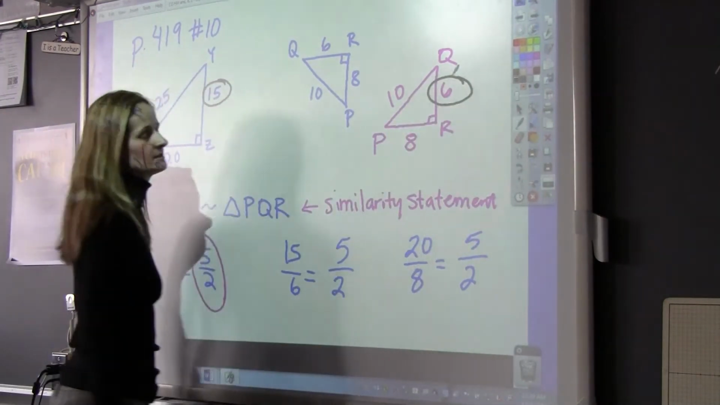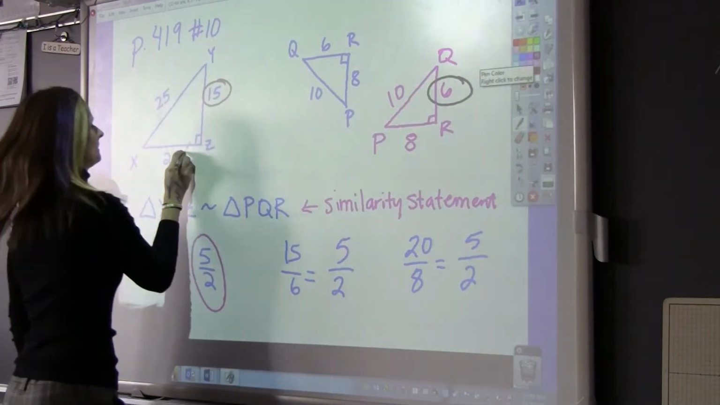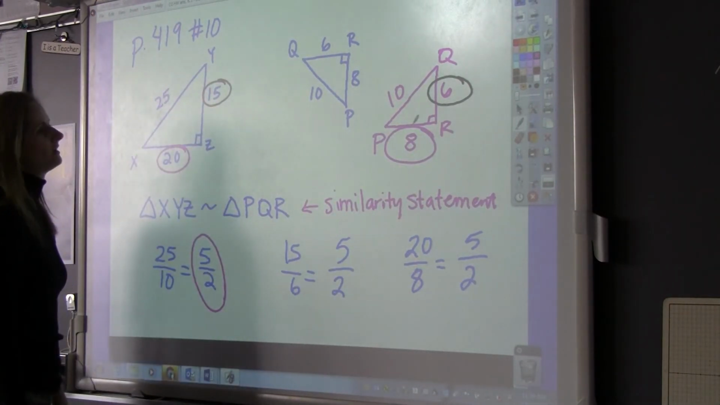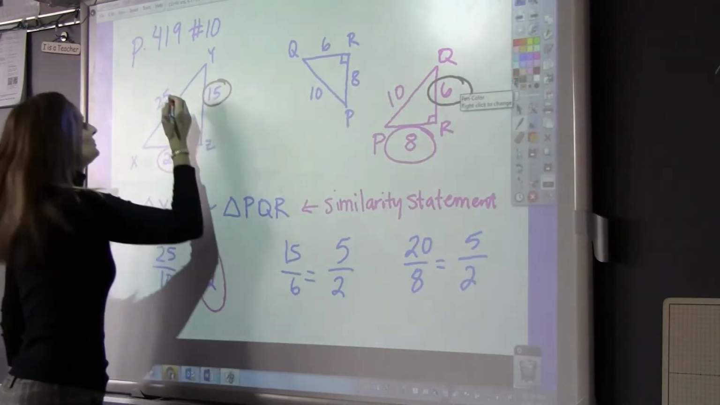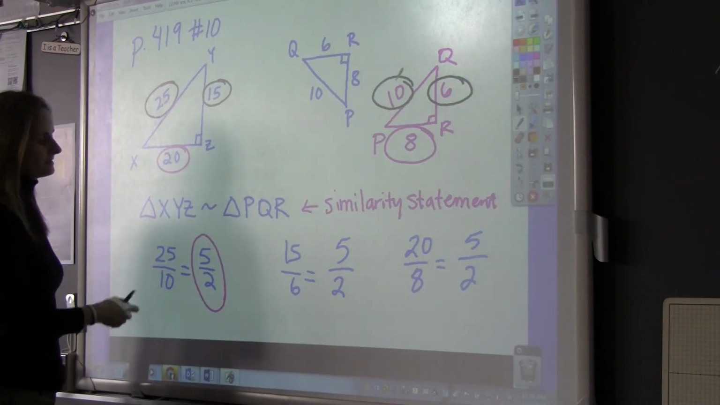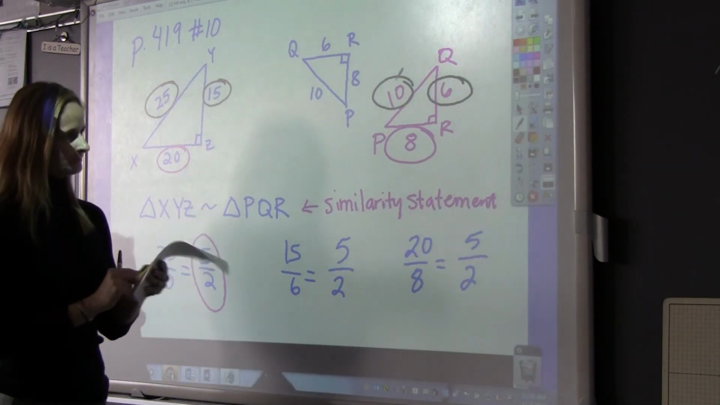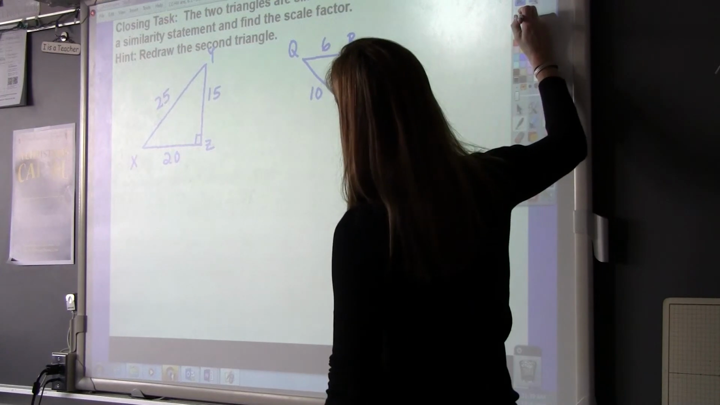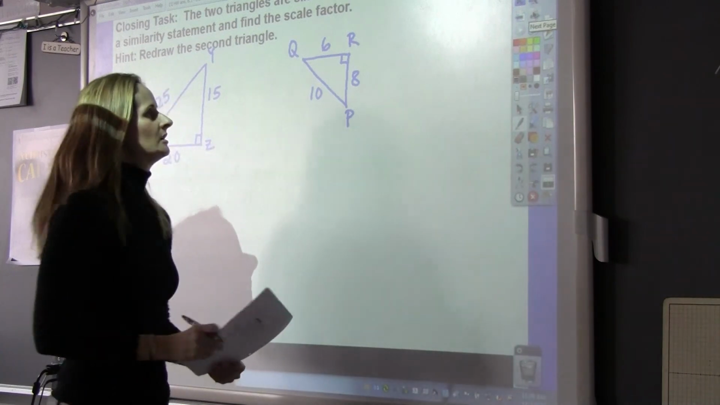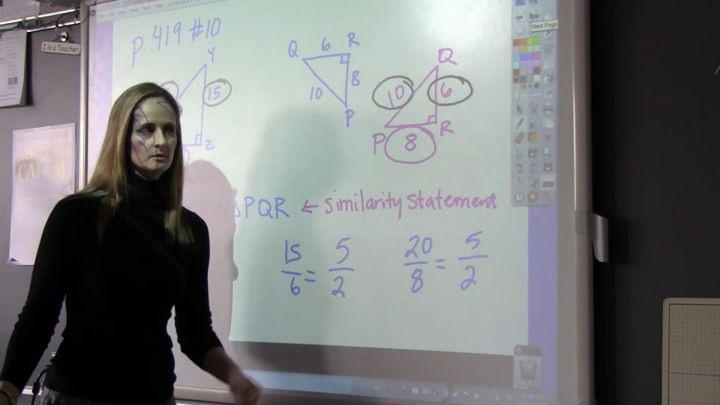15 corresponds to 6. Simplify that ratio. Then 20 corresponds to 8. Simplify that ratio. And then the last set of corresponding sides are the 25 and the 10. Simplify that. We have the same ratio, so there's your scale factor. In this problem it doesn't say the scale factor of one triangle to the next, so you can write it either way. You can say 5 to 2 or 2 to 5 because they're not clear about what they want. All right, that's it.